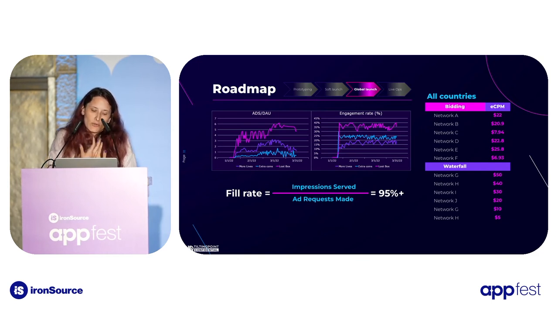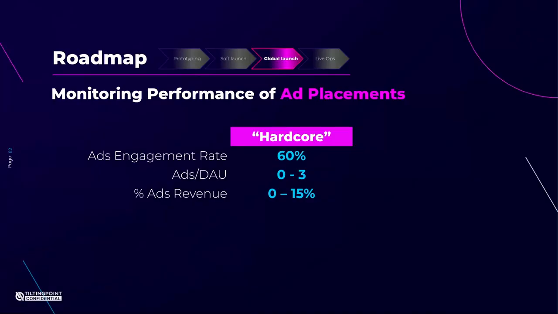When I'm talking about fill rate, I sometimes see that with the bidding you are asking for too many requests, but it's basically the opportunities of serving an impression versus the impressions you serve. So you want to have as much as possible, so your users always have an opportunity to see an ad.